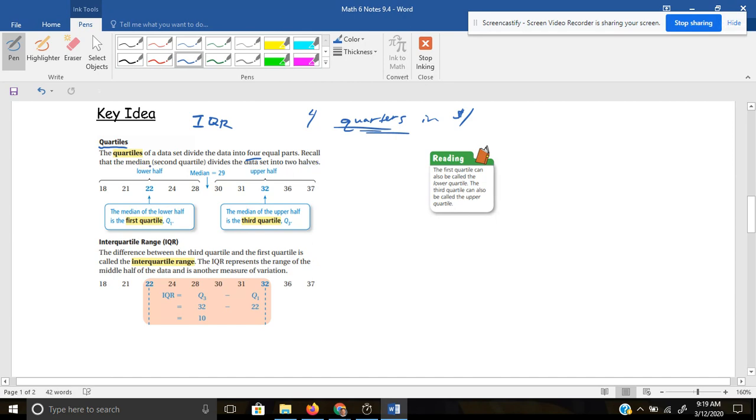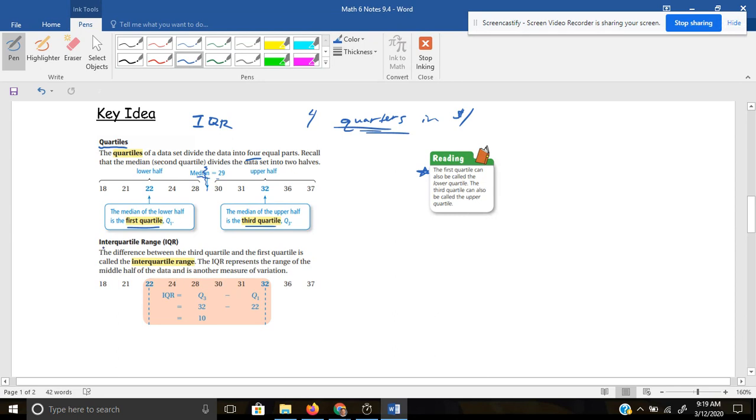Recall that the median, which is technically the second quartile, divides the data set into halves. It gives us the first half and the second half, right? And the lower half, so here's my median. The lower half is called the first quartile, and the upper half is called the third quartile, right? I usually refer to it as the upper quartile and lower quartile, like it says over here, but you will hear both. All right, so you got to know first is the lower and third is the upper.